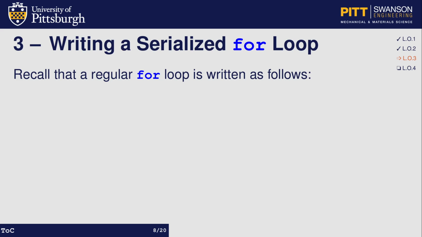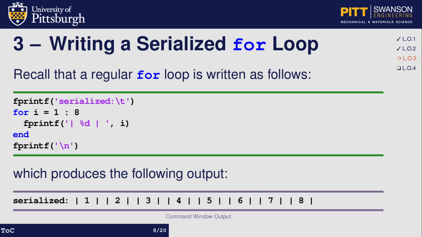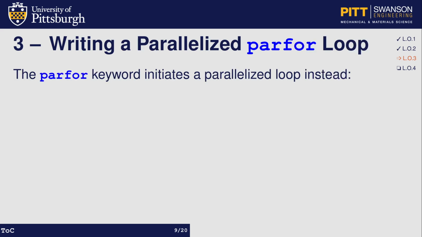Recall that for a regular for loop, we write it as follows. We use the for keyword and then our indexing variable from 1 to 8, and we print that out in a string. And we see the following output where it indexes from 1 all the way up to 8, just like we expect. The par_for keyword can initiate a parallelized loop instead.